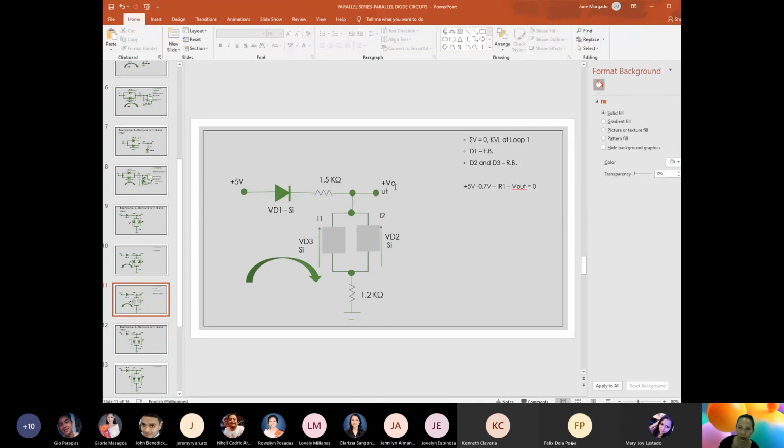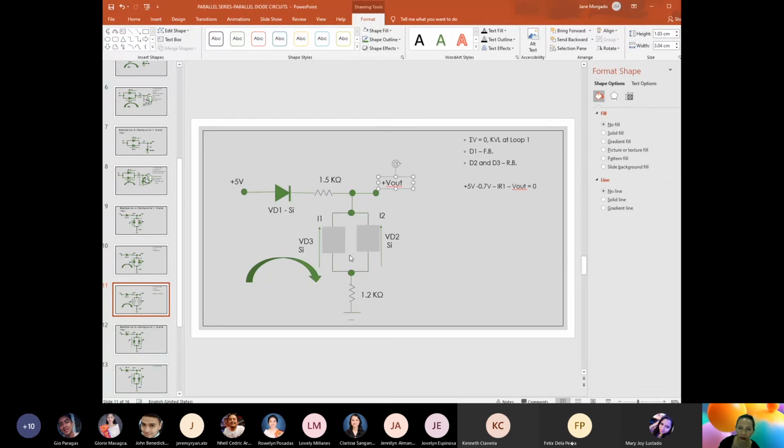Kaya lang, again, since open circuit siya, may current ba tayo? Wala na. Zero na, di ba? Kaya ano maging V out natin? 5 minus 0.7, 4.3. Tinanggalan na natin, okay? Kasi zero siya. So, your V out is equal to 4.3 volts.